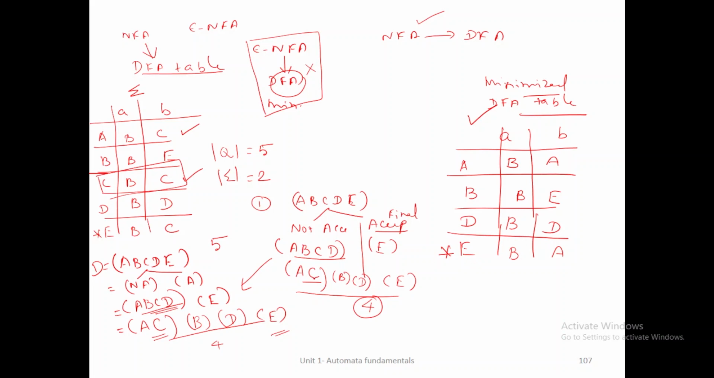Wherever C is available, you only write it as A because A and C are the same. So whatever values or answers are available in the given DFA table, you write the same answers, but instead of C, you write only A and you remove the C state. So this is the minimized DFA table. Are you clear about it?